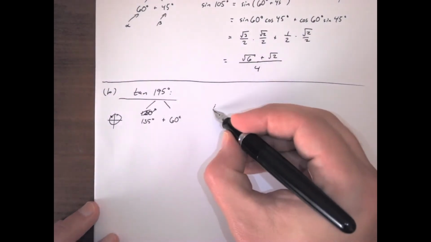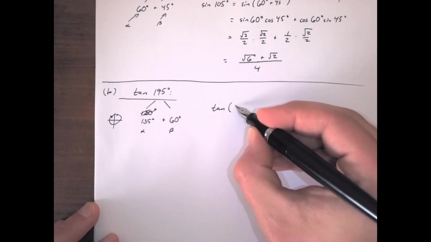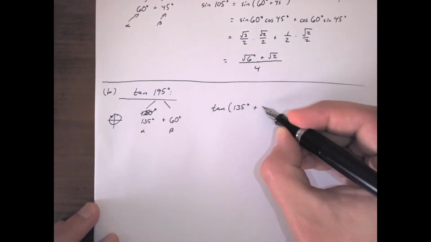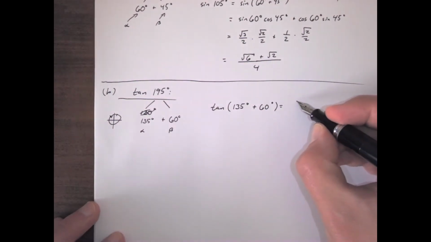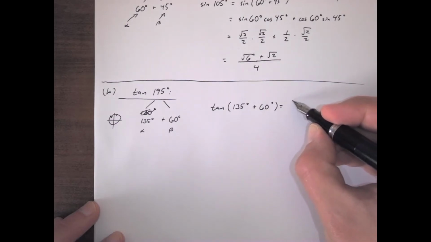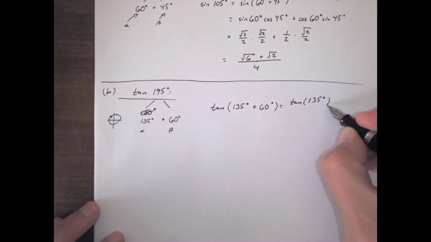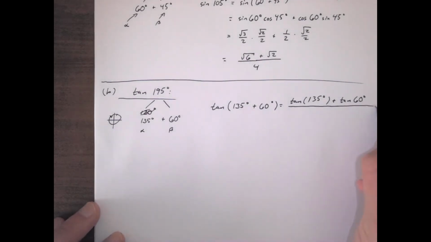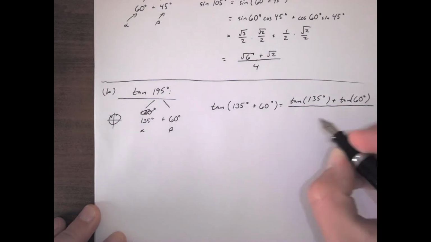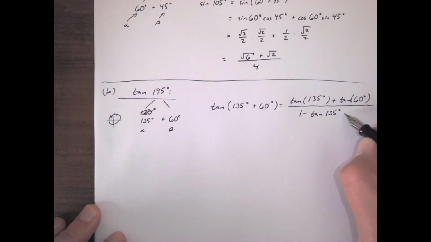Okay, so this will be our alpha, this will be our beta, and so what we've got is tangent of 135 plus 60 is equal to, and then you just consult your handy dandy formula, and that will be tangent of 135 plus tangent of 60 degrees, and that'll be the numerator, divided by 1 minus tangent 135 times the tangent of 60.